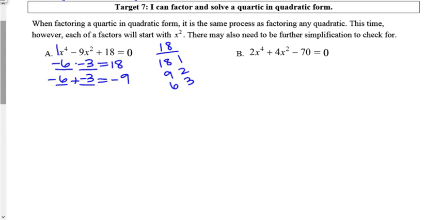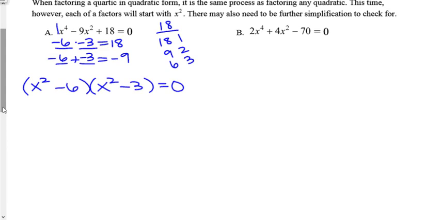Alright, and then I can pretty much skip this part because my a value was 1. Now, don't forget what I said. x squared here and x squared here, minus 6, minus 3. So now I can just solve. I'm to that point now. x squared minus 6 equals 0. I add 6 to both sides. I get x squared equals 6.